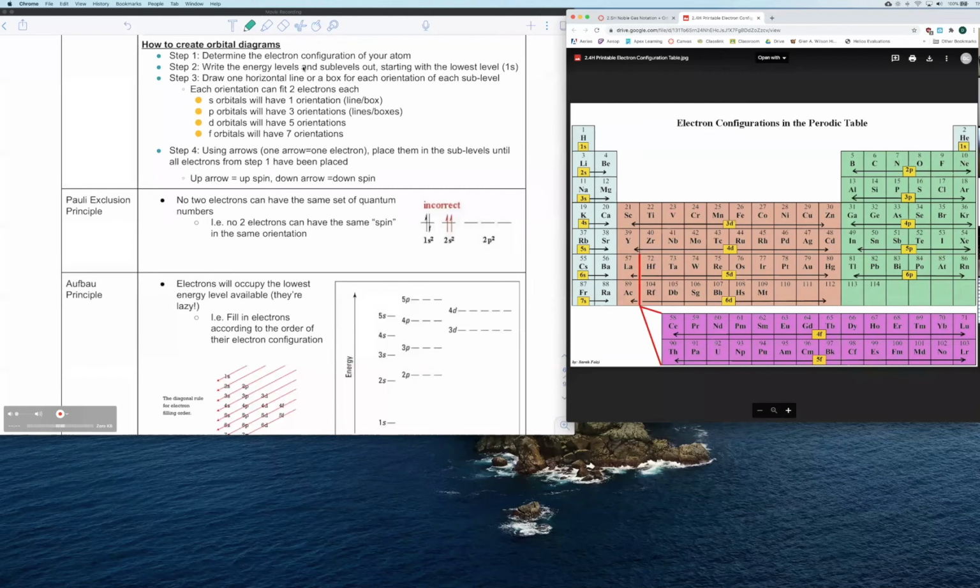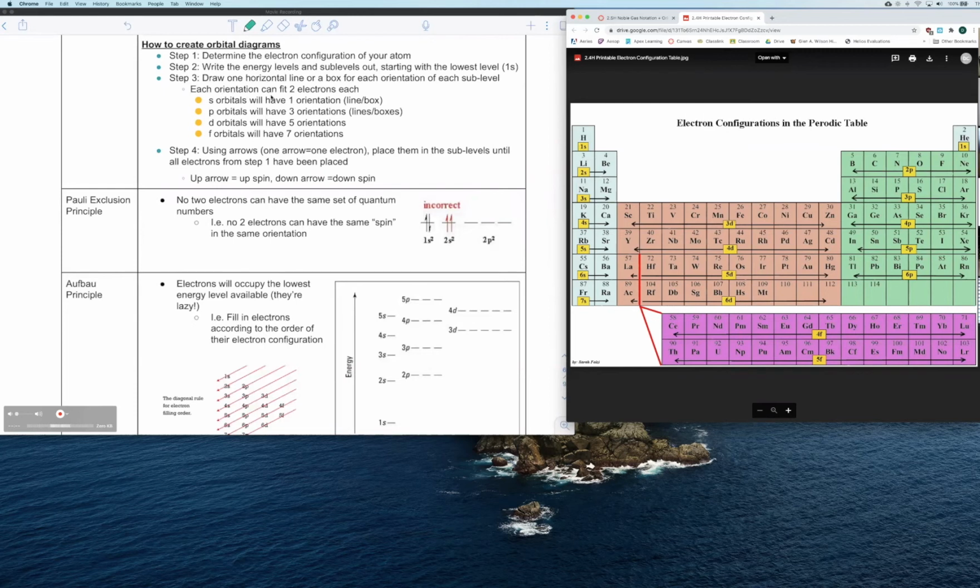So step 1 is you write the electron configuration of your atom. Step 2 is you write the energy levels and sublevels out. So it's just saying kind of the same thing as step 1, writing out your electron configuration. Step 3 is you're going to draw boxes or lines to represent the orientation of each sublevel. And again, this is the part that gets confusing when you just read it, but once you do a little bit of practice, it'll make sense.